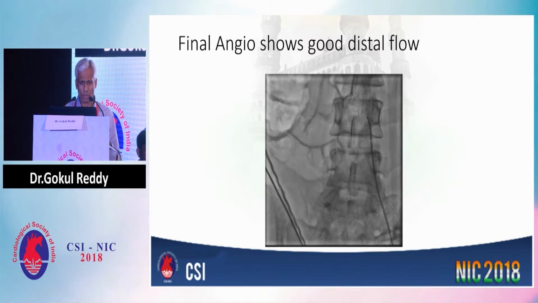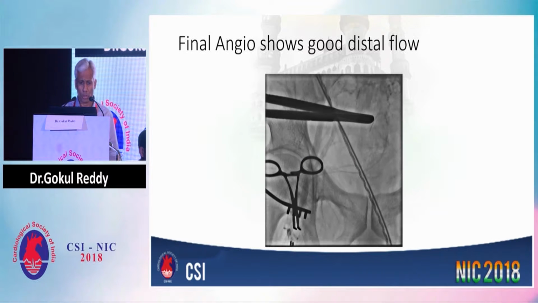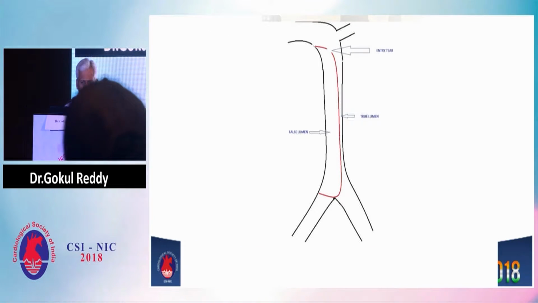After the removal, you can see a beautiful flow in both the legs. There is no residual thrombus also. The entire thrombus has been removed. This is the entry point where the surgeon did a cut down. This is a cartoon diagram.